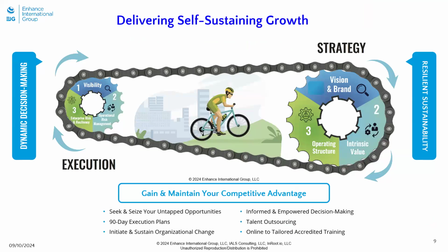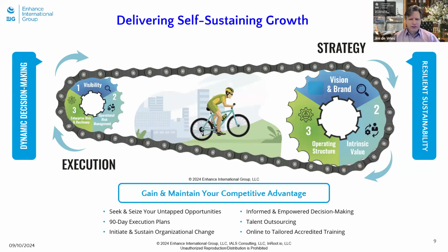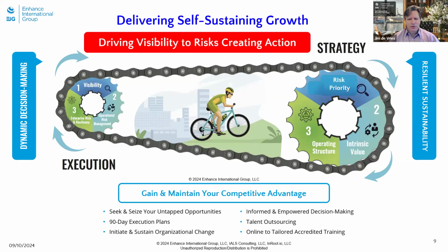With that, just a brief overview about EIG. We're a group of over 60 companies throughout the world, delivering self-sustaining growth. Aaron and Irene are part of that 60 member group. And we focus on people, process, data, technology, linking strategy to execution. This week, we're focusing on how to make risk a priority in your company and driving visibility of these risks to create action plans that are proactive instead of reactive. You're welcome to look at our EIG website that has our webinars as well as our education and our services.